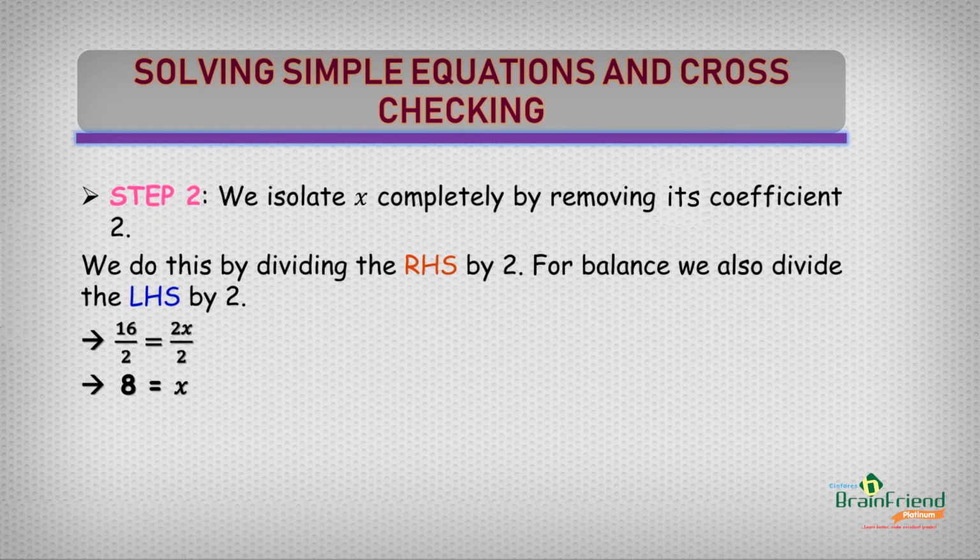Now, to isolate x completely, we will remove its coefficient 2. We do this by dividing the right-hand side by 2, and for balance, we also divide the left-hand side by 2. This will give us 16 divided by 2 is equal to 2x divided by 2. Solving through, 2 will go into 16 to give us 8, and 2 will go into 2x to give us x. Therefore, 8 is equal to x.